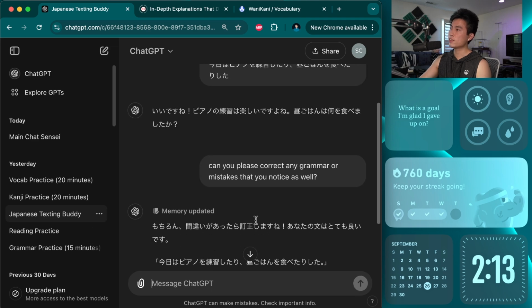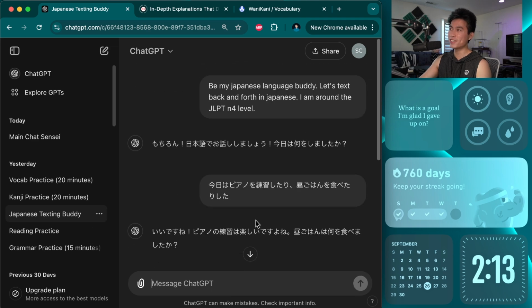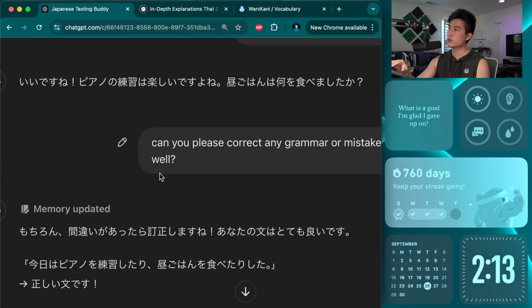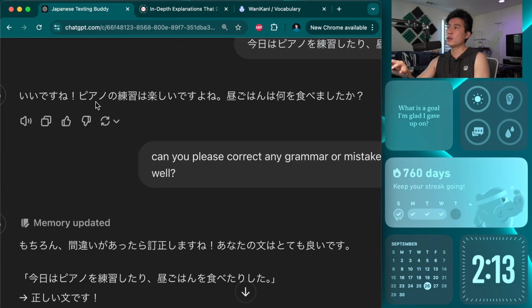I guess having them corrected in Japanese is not a bad idea. Maybe if I can read it fast enough. Okay, let's read what they said. いいですね。ピアノの練習は楽しいですよね。昼ご飯は Oh yeah, I just realized something as well. This just came to my head.